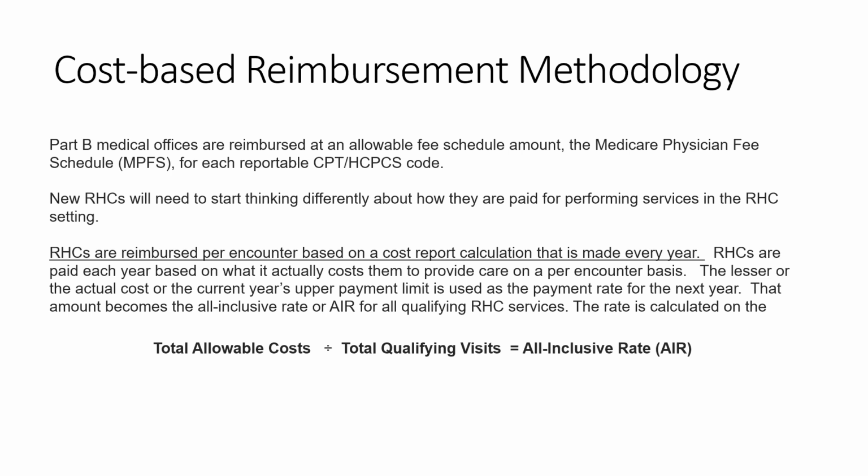So we have to get our heads around the fact that we are being reimbursed per encounter. That's very important to get in our heads: every year when we do our cost report, it's our total allowable cost divided by our total qualifying visits that comes up with an all-inclusive rate. That is as close as we can get to what it actually cost you to provide an episode of care. So when we think about things in the RHC, are we getting paid for something? Are we not getting paid for something? It's very important to change our mindset to this. We're being paid per visit or per encounter.